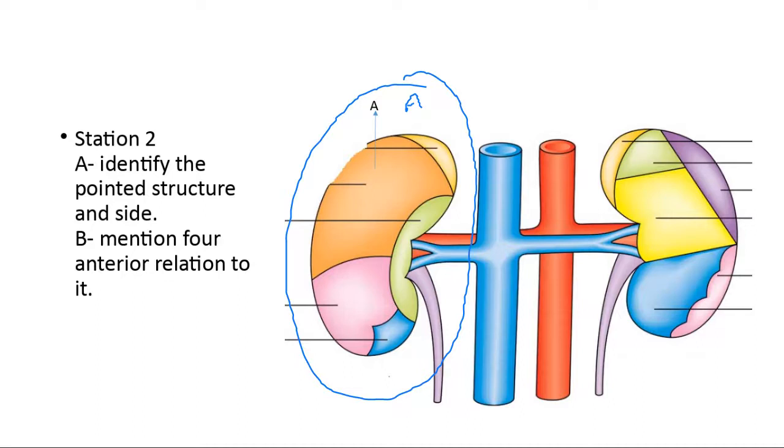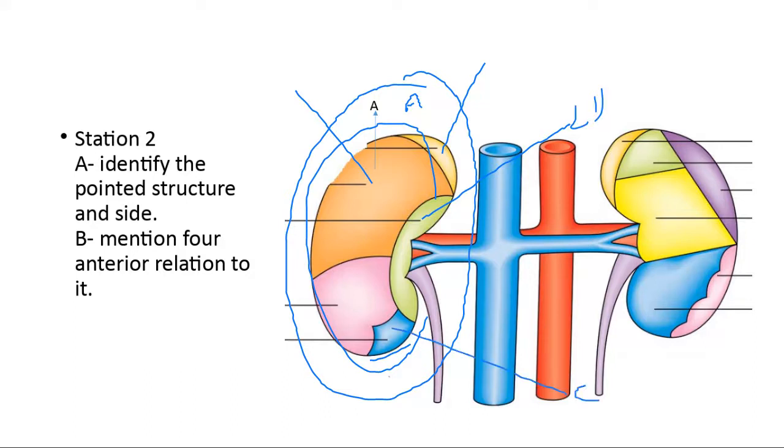Okay, mention the 4 relations. Any 4 relations of the right kidney. Liver. Yes, you can write right suprarenal gland, right lobe of the liver, and you can write the second part of the duodenum, vena cava, and the colon. Vena cava, yes.